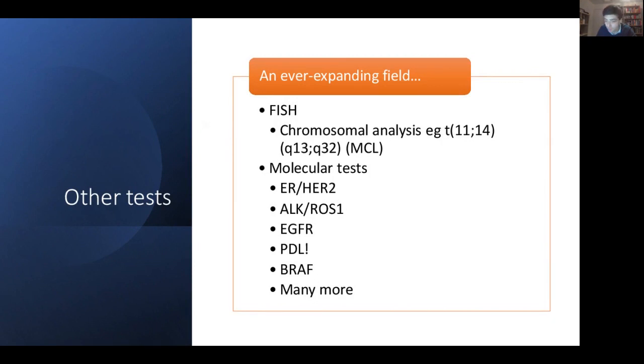And molecular tests, which we'll talk about in the next couple of slides, are again really useful in some selected cancers for guiding treatments. So some common examples here, for example, estrogen receptor, HER2, ALK and ROS1, EGFR, PD-L1, that should be rather than PDL exclamation mark. Even oncologists get excited sometimes. BRAF and many, many more.